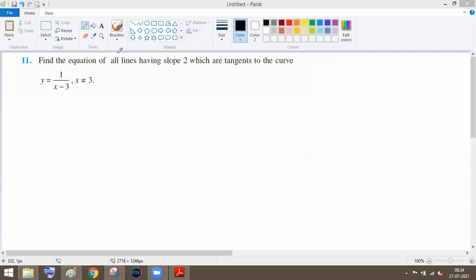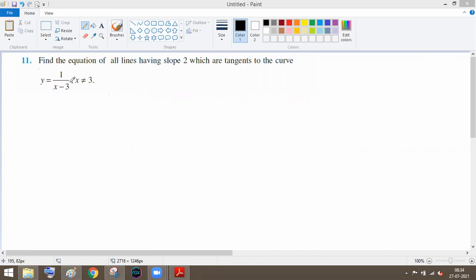Look at question number 11. What we have to find here? We have to find the equation of all the lines having slope 2, which are tangent to the curve given. That means we have to find the equation of all those lines having slope 2 and which are tangent to the curve.